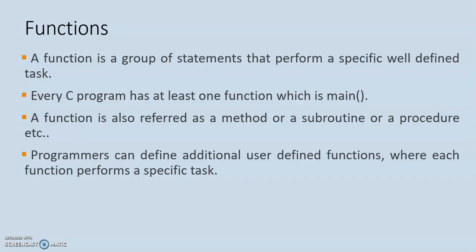A function is a group of statements that perform a specific, well-defined task. Every C program has at least one function which is main. A function is also referred to as a method, a subroutine, or a procedure. Programmers can define additional user-defined functions where each function performs a specific task.